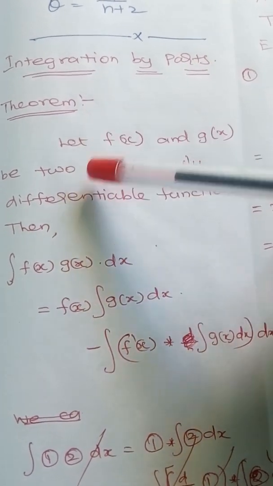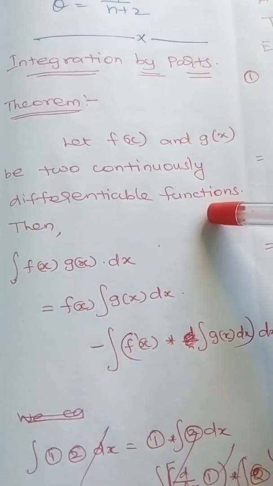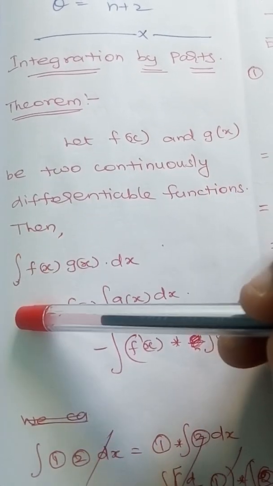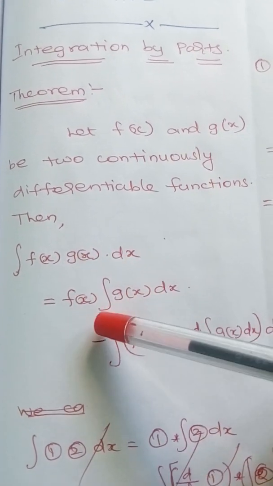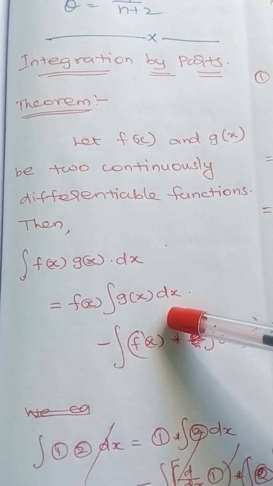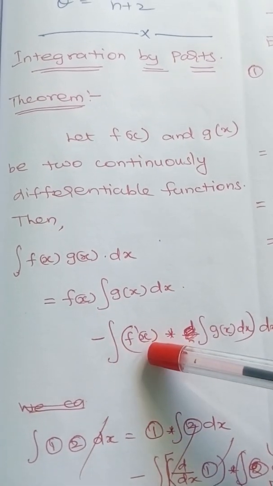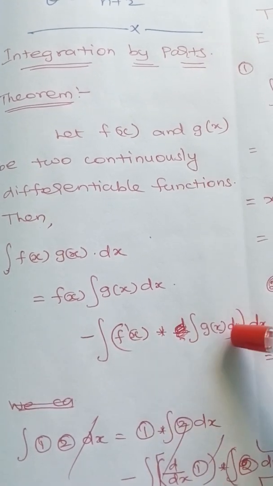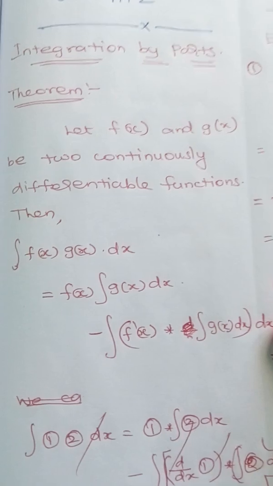The theorem says that let f of x and g of x be two continuously differentiable functions, then integration of f of x into g of x dx is equal to f of x integration of g of x dx minus whole integral of f dash of x into integration of g of x dx into dx.